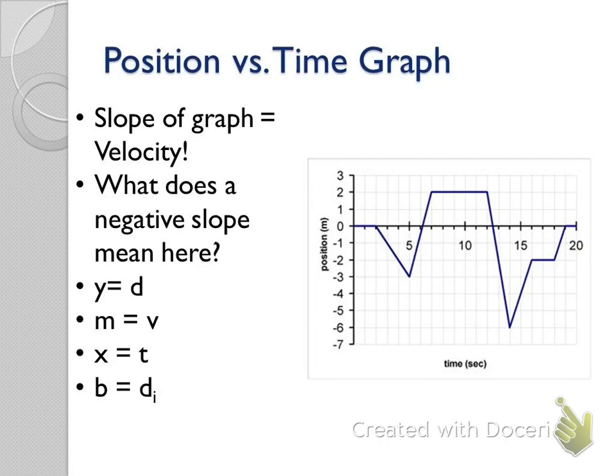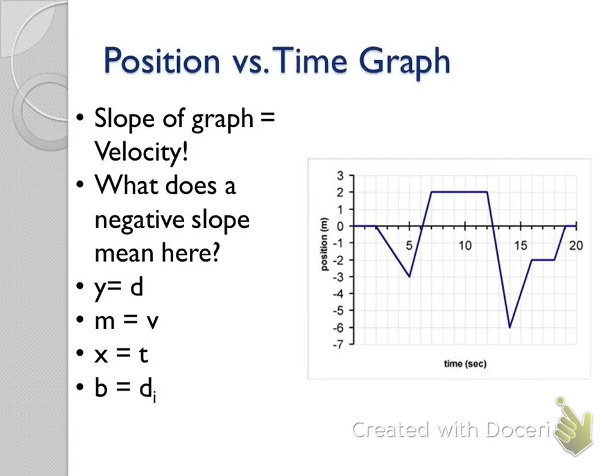What happens from 7 to 12 seconds? We stop. Are we at our starting position? Are we in front of it, behind it? We're in front of our starting position, but we stop for 5 seconds. From 12 to 14, what are we doing? Going backwards. And are we going backwards slowly or really quickly? Constant speed, but is it fast constant speed or slow?